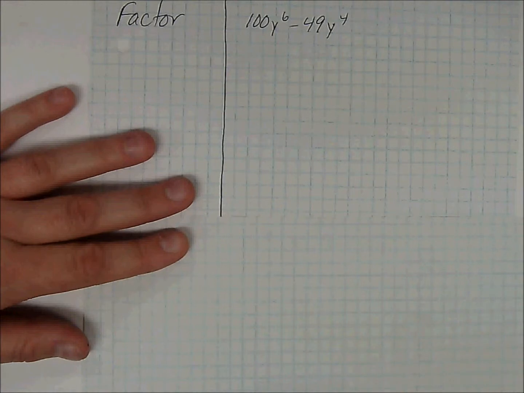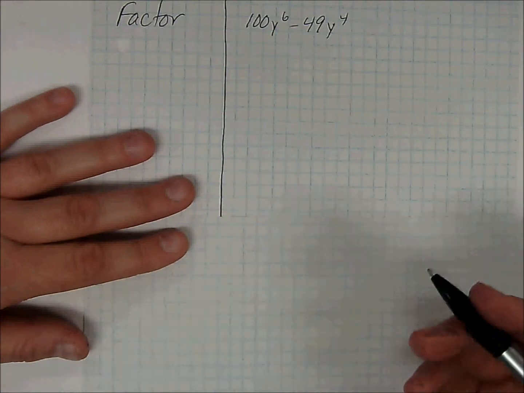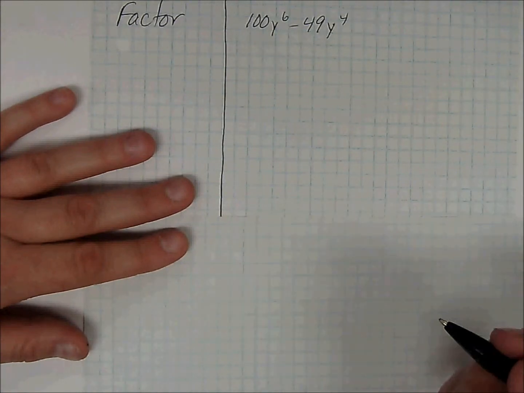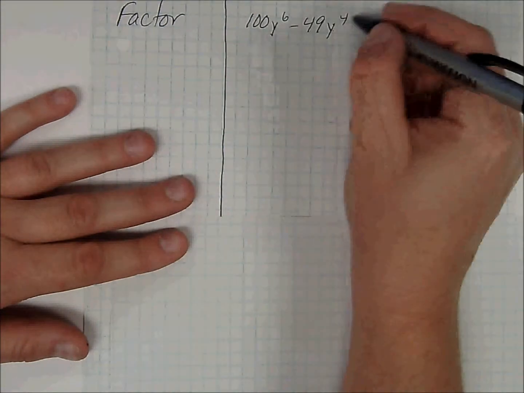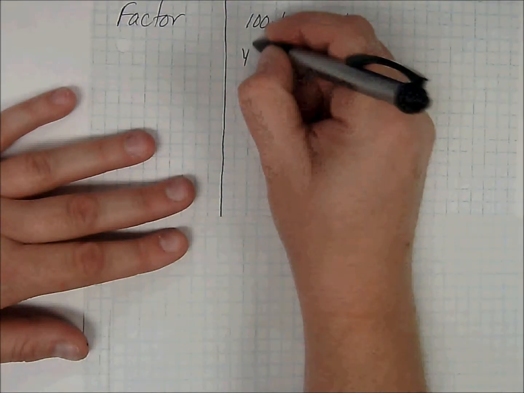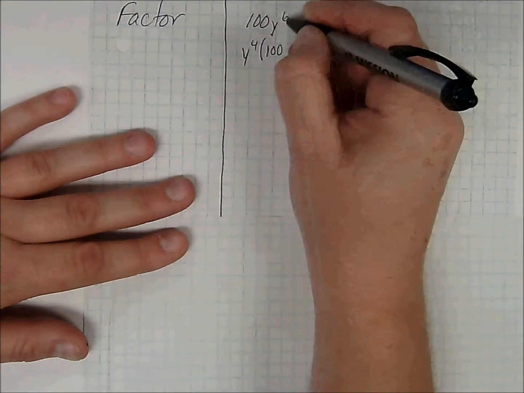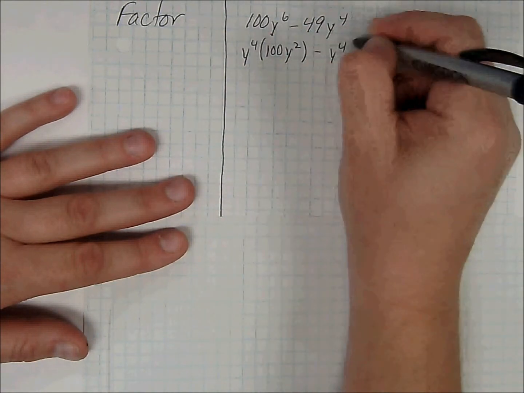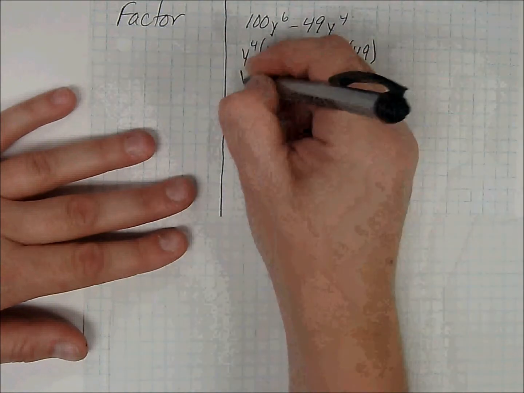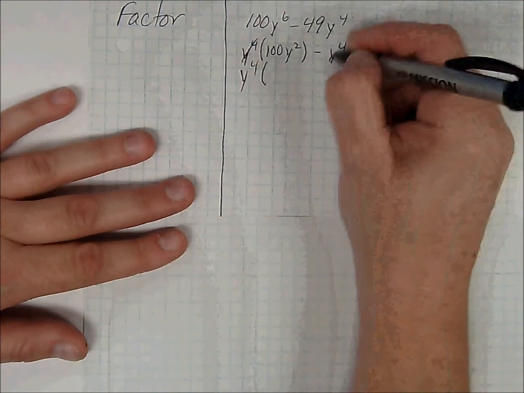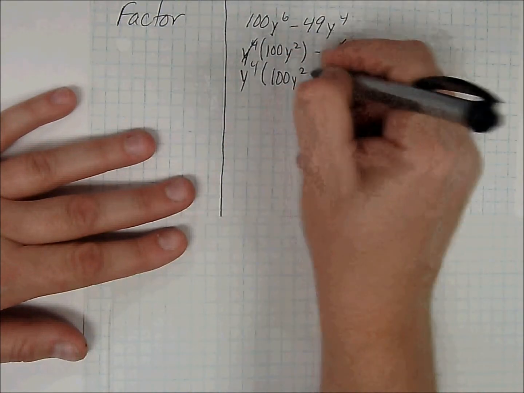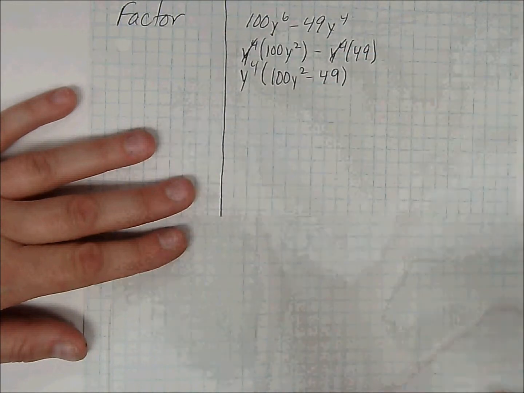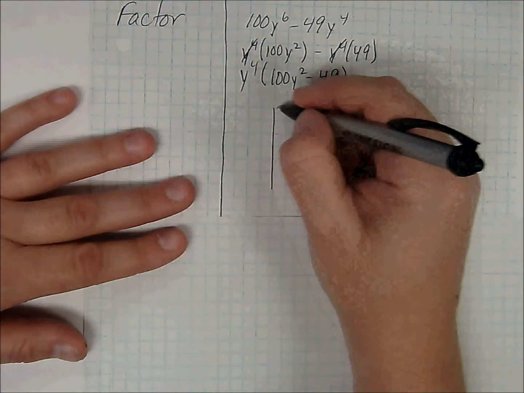We start with what can we take out of both? And initially you probably don't see it, but what you can take out of both is 4y's. So this is y to the fourth times 100, and then you need 2 more y's, minus y to the fourth times 49. So set that y to the fourth out on the side, and you're left with 100y squared minus 49, which is a difference of 2 squares.